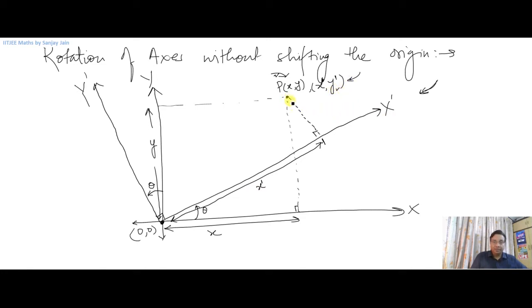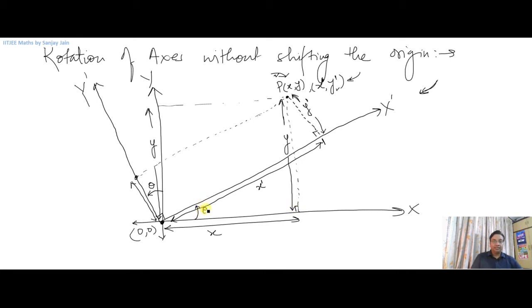Now I've dropped a perpendicular here, so obviously if I draw a line parallel to this new x-axis, so obviously this is y dash, right, which is this length, right? Now that I've shown you the new x dash and new y dash, so let me relate it with the old x and y coordinate. This length was y.